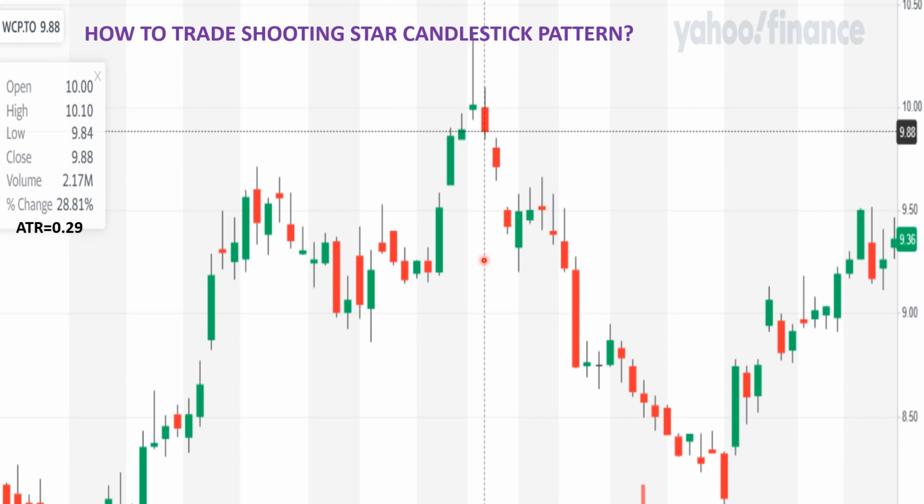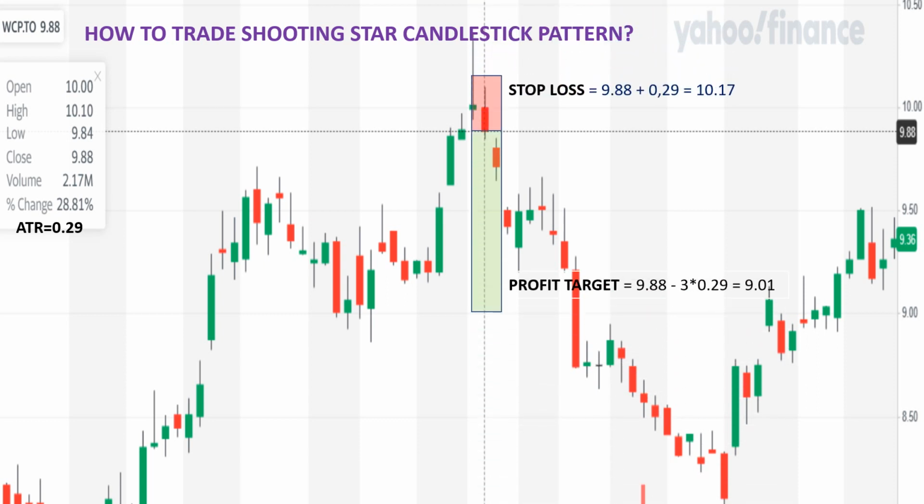Alternatively, we can use a stop loss placed at 1 ATR above the high of the shooting star. By using this information for this confirmation candle, then this is going to be our stop loss and this is our profit target. So this is how to trade the shooting star candlestick pattern.